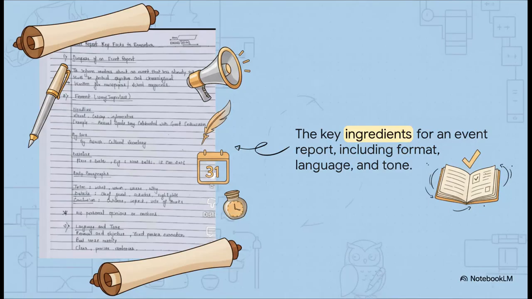Let's break down the basic building blocks. Every solid event report needs these 3 things right at the top: a catchy, short headline, a byline, to say who wrote it, and a dateline, which tells you the place and date. Boom. Right away, your reader knows the context.